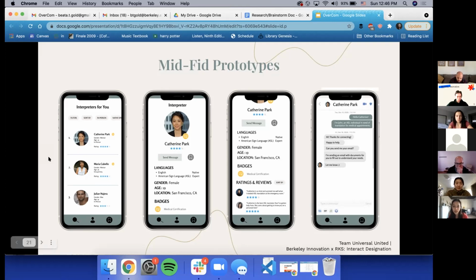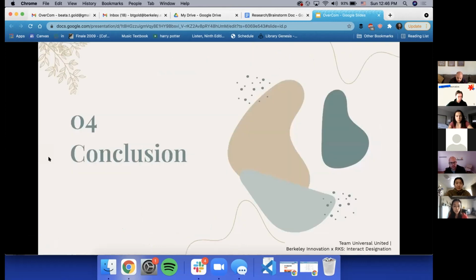And so you can see going into direct messaging, there's a lot of information. So it's verified. And lastly, we'll move into our conclusion, user feedback.